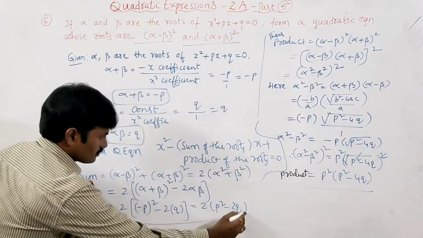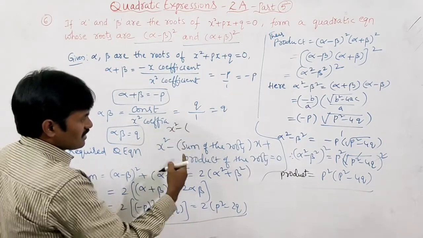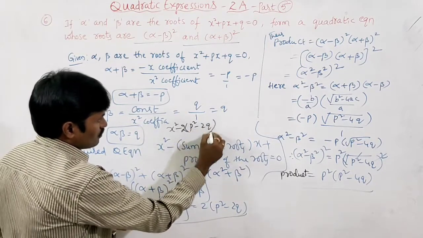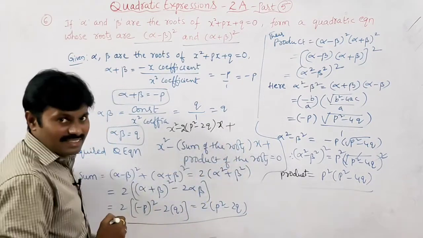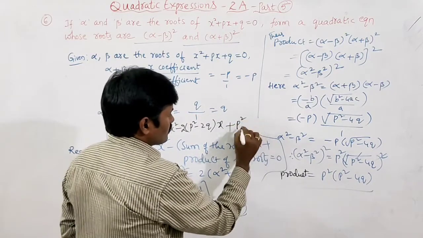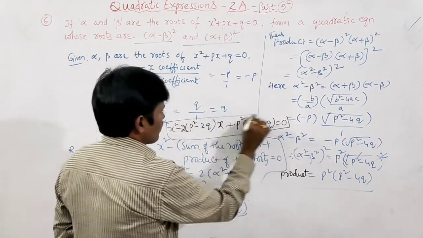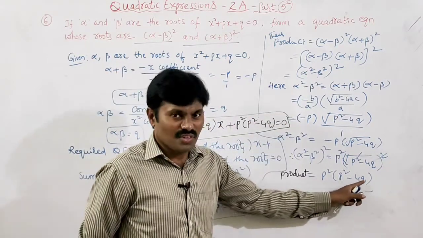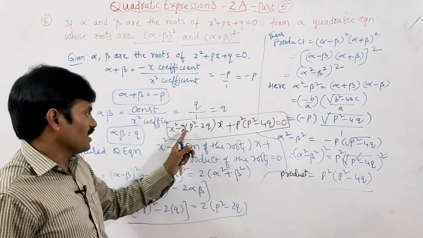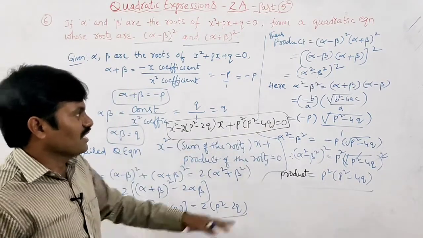This is the sum. Now what is the answer? I am writing here x square minus sum of the roots. How much did we get? 2 times of P square minus 2Q into x plus product of the roots, that is P square of P square minus 4Q is equal to 0. This is the required answer. P square into P square minus 4Q is the product of the roots. 2 times of P square minus 2Q is the sum of the roots. So x square minus sum of the roots into x plus product of the roots is equal to 0. This is the final answer.